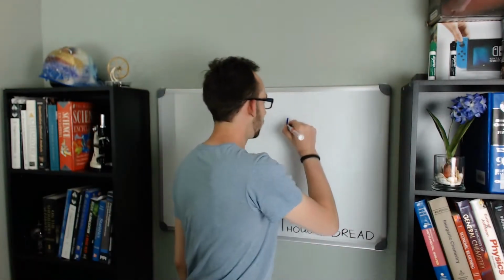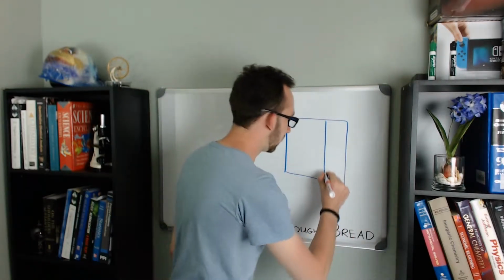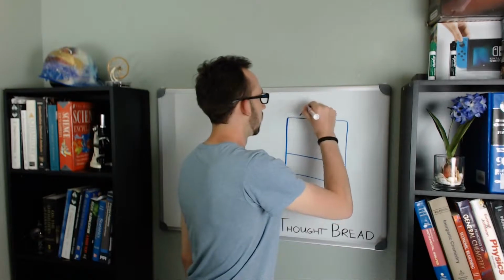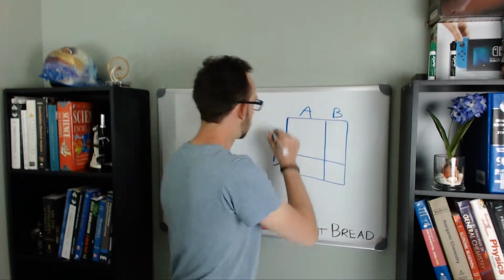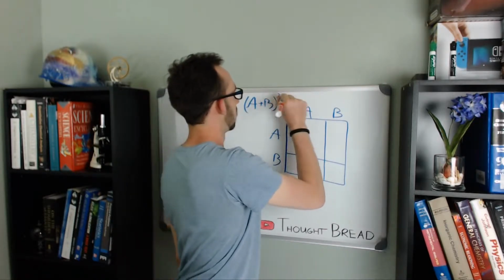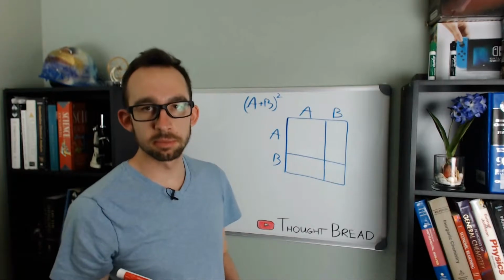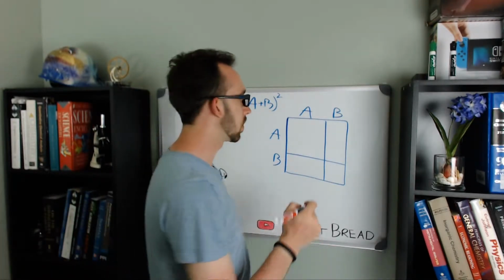So let's do the same thing as we did with our 3, and let's draw it out. Here's a square, and this square has 2 sides of length a plus b. So this is a square of a plus b. Does that kind of make sense? I hope so. Let's find the area of this square.